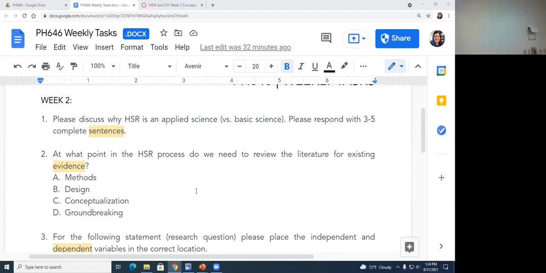So there can be a mechanism that can be understood about a specific element, like a cell structure or protein, but there's still a lot more work that needs to be done before a human being can benefit from it. Whereas in health services research, we're looking at multiple elements at once, a complex interaction that can actually benefit somebody more directly.